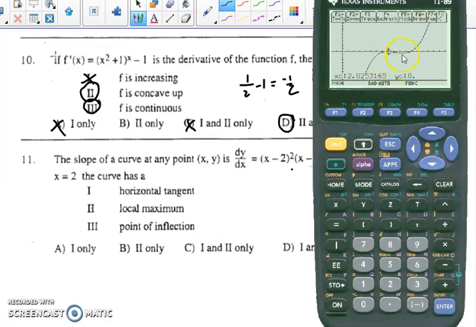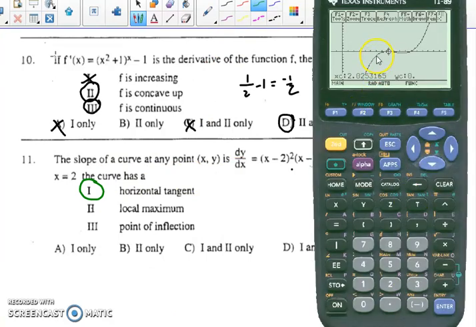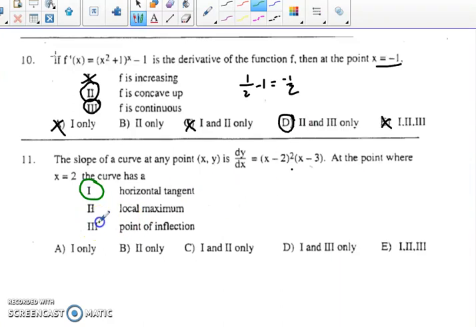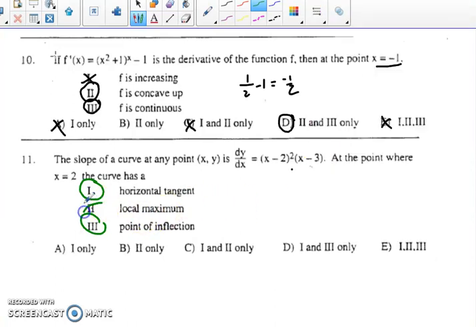If the derivative equals 0, there is a horizontal tangent line at x equals 2. Now, there is also a point of inflection at x equals 2, so I will get a point of inflection out of that. What I don't get is a local maximum because I do not cross the x-axis from positive to negative. The derivative, f prime, or dy dx, would have to cross the x-axis from positive to negative at 2 for there to be a local max. So the answer is going to be 1 and 3 only, which is D.